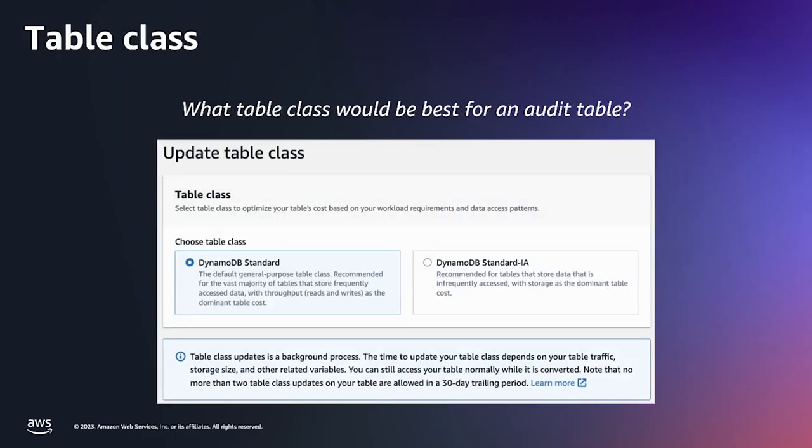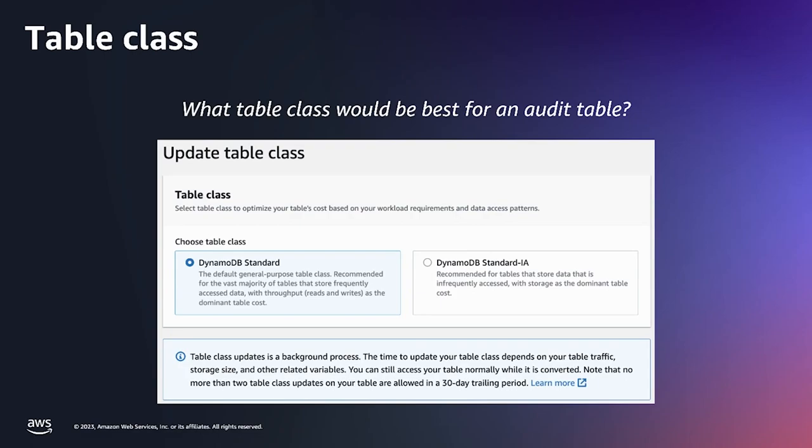All right, what table class would be best for the audit table? Hey, this is Alexandra. So we introduced this new infrequent access table class, which has a 60% lower cost of storage, so a significant discount, but a 25% uplift on read and write costs. That's a great choice for a table like the audit table, which is going to be rarely written, almost never read, but is going to store a lot of data.